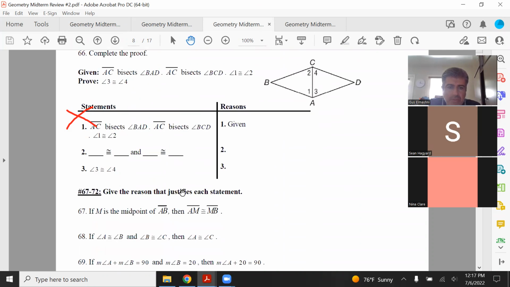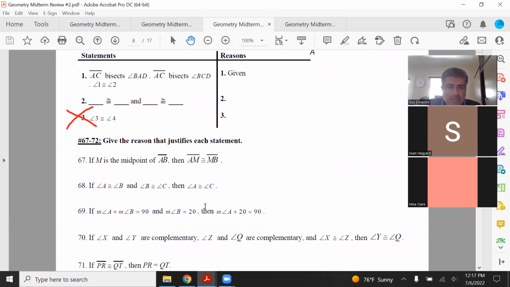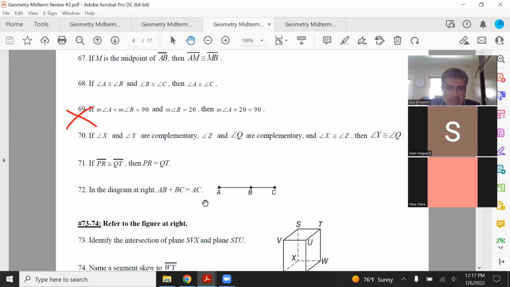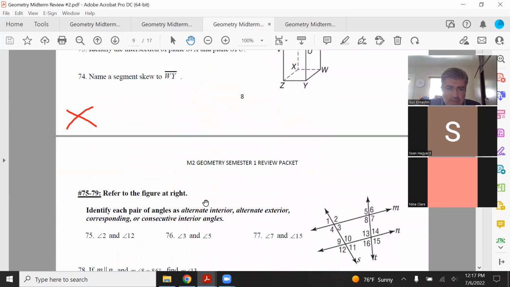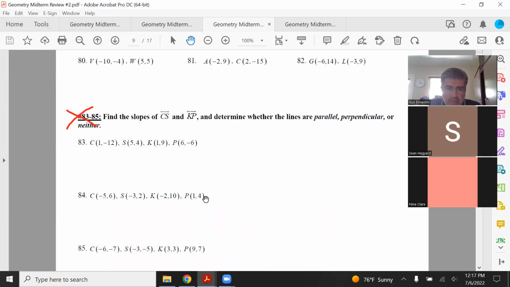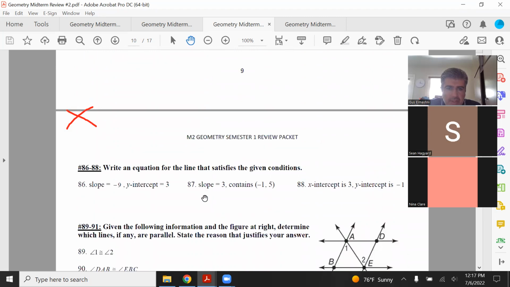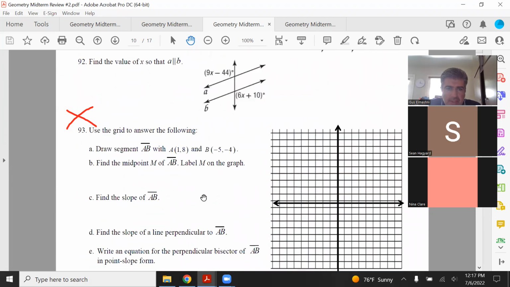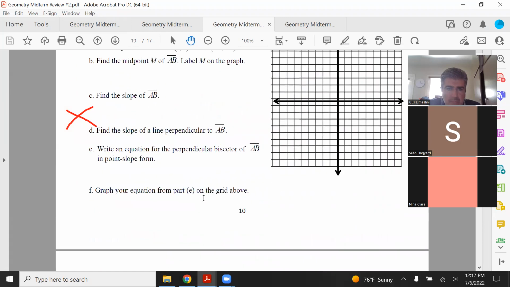Don't worry about 66. We haven't really done proofs. Yeah, the reasons like transitive, all that stuff. Yeah, I think those are good. 73, 74 is good. That's definitely good. Slope is good. Parallel, perpendicular, that's good. Writing equations of lines, that's all good stuff. Parallel line stuff, midpoint, slope.